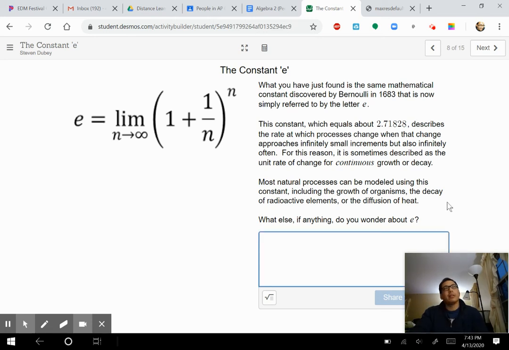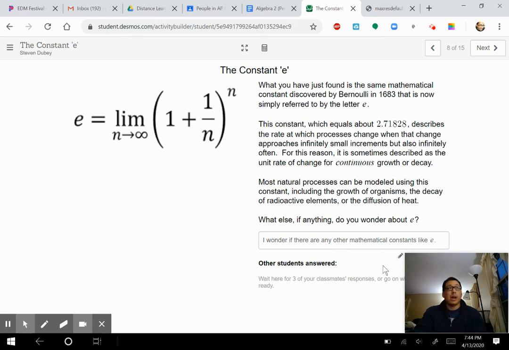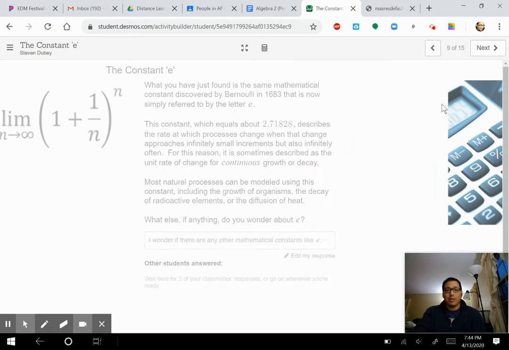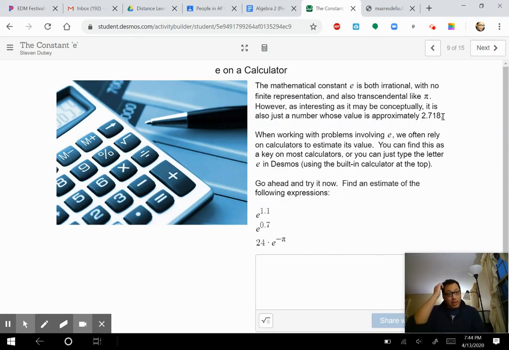Is there anything I wonder about e? I guess I wonder if there are any other mathematical constants like e. It's very unique. There's pi and there's i and there's e and there's not a whole lot else that I know of. Okay, so let's step back here a little bit.